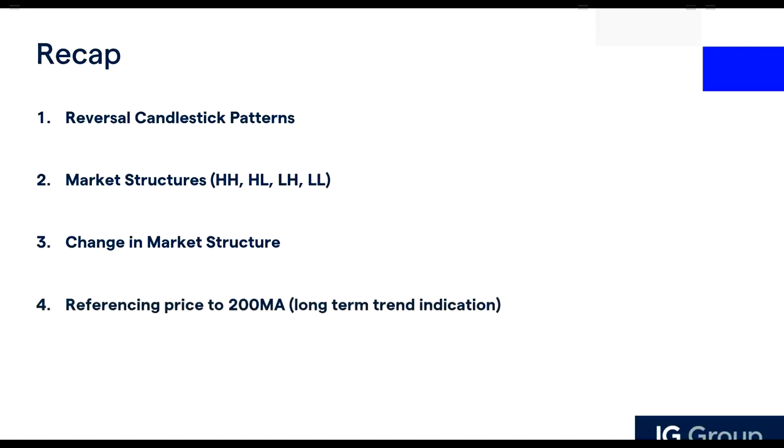We also talked about using the 200-day moving average as a long-term trend indication. What we do is reference the current market price against this moving average line, the average price. If prices are trading above, we want to have a bullish bias. Bullish bias means that we try to look for long opportunities.